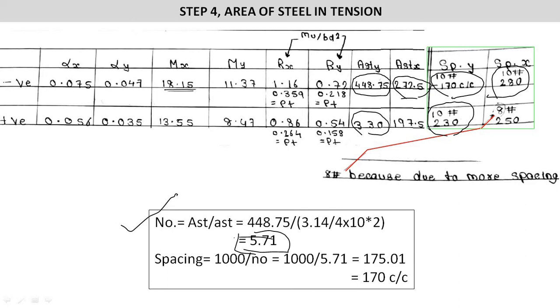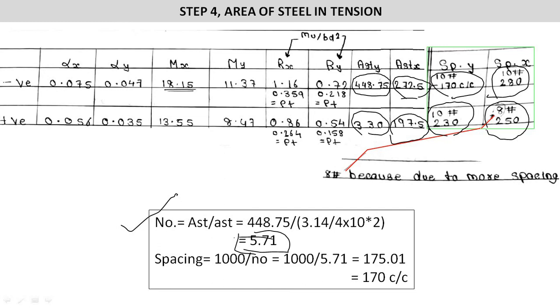Here, by using this, you will have the value as 8 diameter at 250 center to center. Now I can also use 10 diameter instead of 8 diameter, but with 10 diameter the spacing was more than 300 mm. As per IS 456, the spacing between two reinforcements should not be more than 300 mm center to center. So for reducing that spacing I have reduced the diameter and provided 8 diameter at 250 center to center.